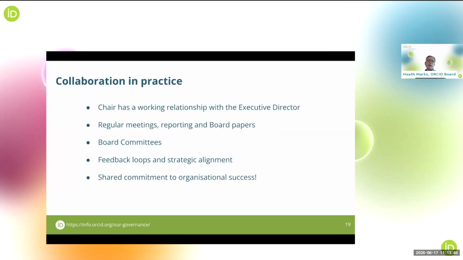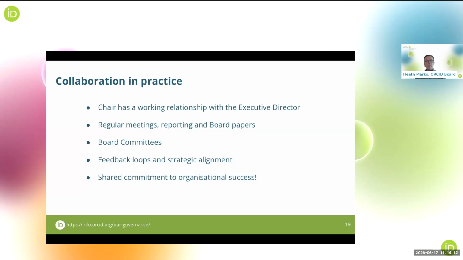So in summary, there are a number of roles within the board, as we've discussed before. The chair has a really important working relationship with the executive director, and that conduit through from the board to management. There are regular meetings and board papers that the board directors are responsible for reviewing and making sure they have a solid understanding of before attending and during the board meetings.